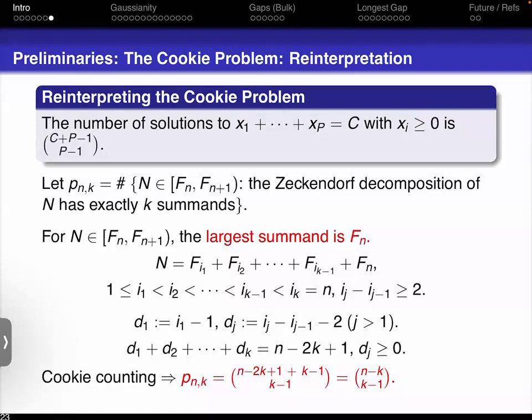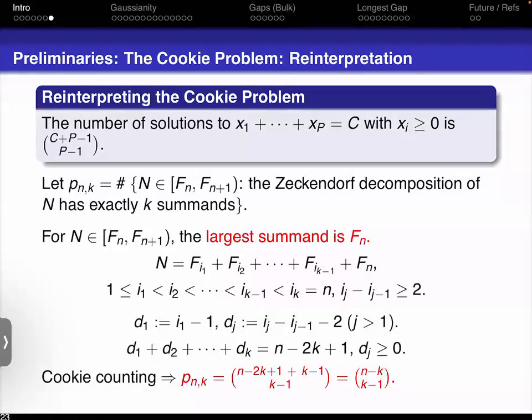Is it possible that there's some number that has no Zeckendorf decomposition? How many numbers are there from f_n to f_{n+1} where I include f_n and I don't include f_{n+1}? How many numbers are in that interval? I'm going from the nth Fibonacci number to the (n+1)st. So if I go from 5 to 8, how many numbers are there from 5 to 8 where I include 5 and not 8? Which is 3, which is the previous Fibonacci number. It's f_{n+1} minus f_n, which is f_{n-1}.